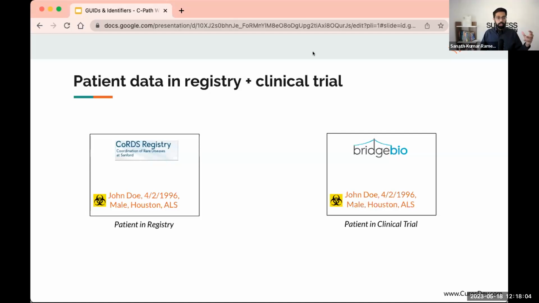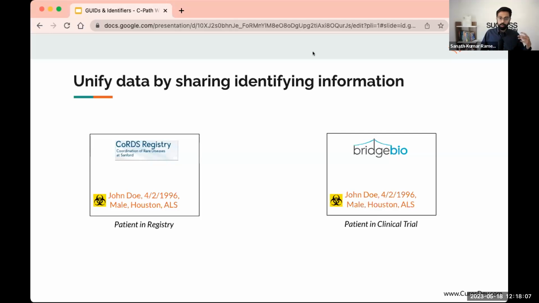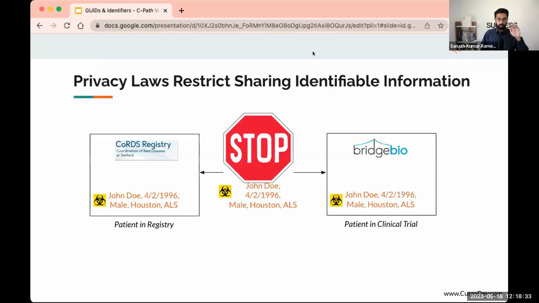Now, if you want to put the data together, if you want to connect your registry and trial data, you would share that radioactive information. You would really share identifying information between these two entities. It is possible to share identifying information under HIPAA if both of these institutions are covered entities and you sign a very large agreement called the BAA, which puts you under a lot of pressure and liability. But for the most part, most privacy laws don't allow you to share identifying information. And you don't want to do that because it is very, very risky and radioactive.